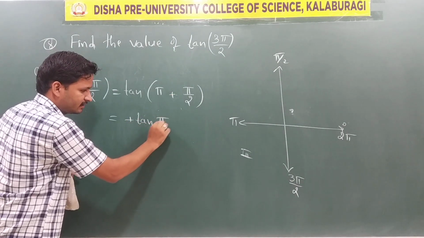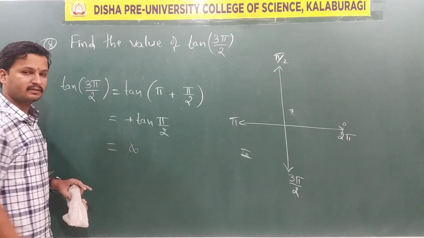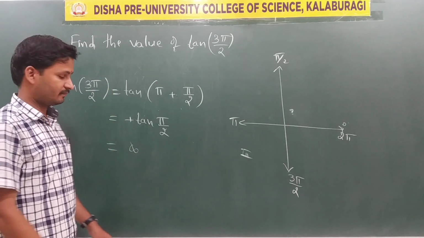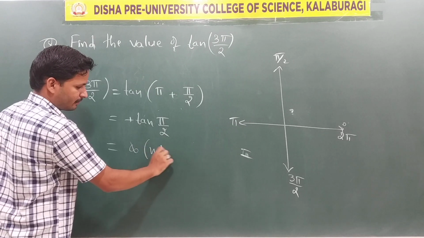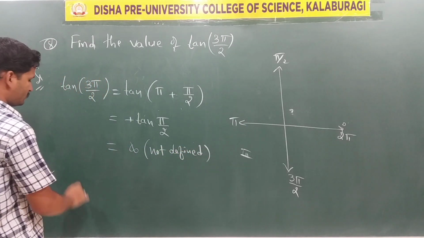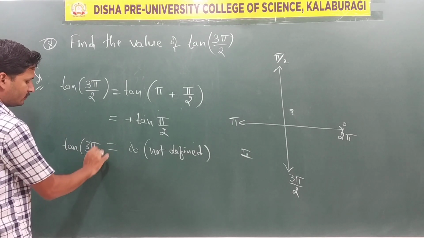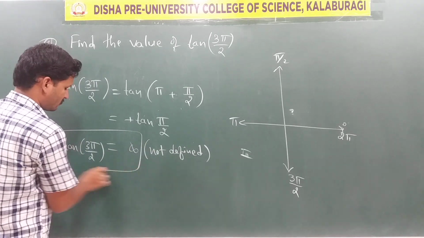So tan of 90 degrees. Yes. Tan 90 degrees is infinity, which means not defined. Okay, not defined. So tan of 3 pi by 2 is equal to infinity, or not defined.